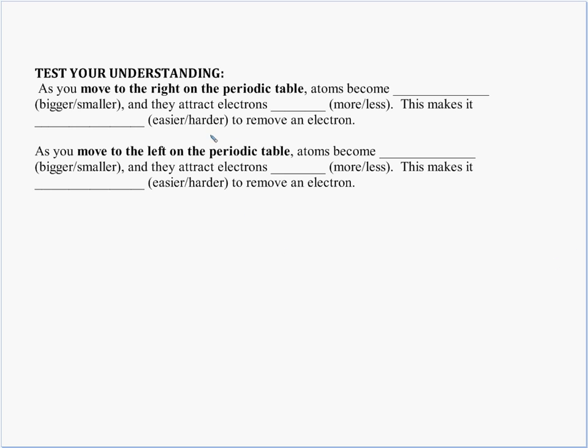You need to pause the video and answer these. So as you move to the right on the periodic table, atoms become, well, that's atomic radius. They attract electrons. Well, attracting electrons, what is that? This makes it to remove an electron. And then do the same thing for to the left, which is the other way. So pause the video and do that. Come on, I told you to pause the video. Seriously?